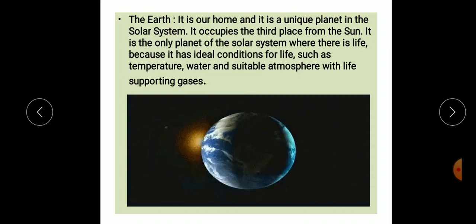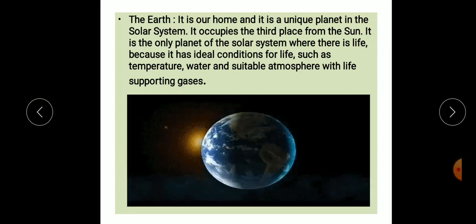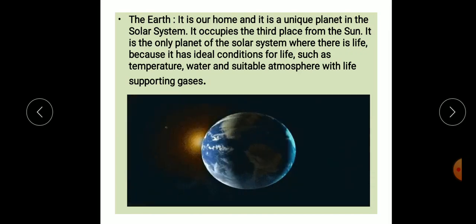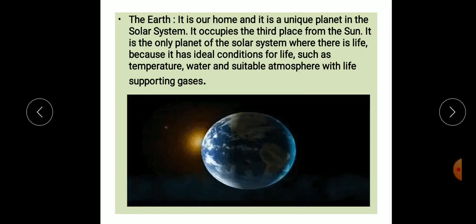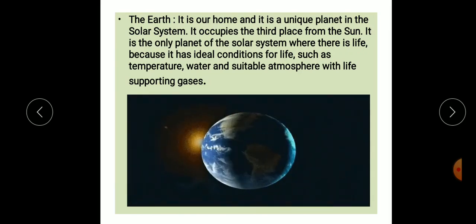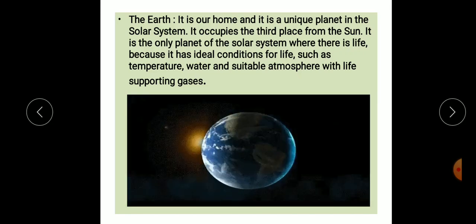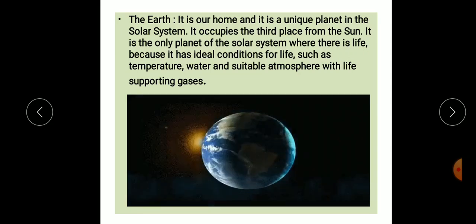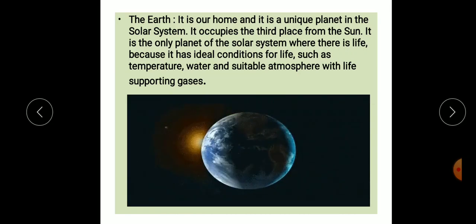Next, the Earth. You know that, students, Earth is our planet. It is also called our home, and it is a very unique planet in the solar system. It occupies the third place from the Sun. It is the only planet of the solar system where there is life, because it has ideal conditions for life, such as temperature, water, and a suitable atmosphere with life-supporting gases. One-third of the Earth's surface is covered by land and two-thirds by water. It has elements like oxygen, nitrogen, hydrogen, and carbon, which are called the building blocks of life. It takes 365.25 days to revolve around the Sun.